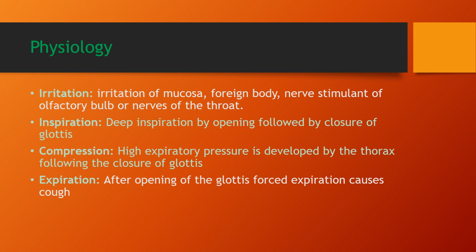And as soon as irritation is over, the brain will stimulate a deep inspiration phase. The diaphragmatic muscles and the intercostal muscles will open the thorax to the maximum level, and all the air will go inside with the opening of the glottis by the vocal cords. And after this there is a closure of the glottis by the vocal cords. After the vocal cords and the glottis is closed, all the high pressure expiratory power would be stored, and sudden expiration will happen. The storage phase of power and pressure is called compression, and the sudden expiratory phase, forced expiratory phase, causes cough.